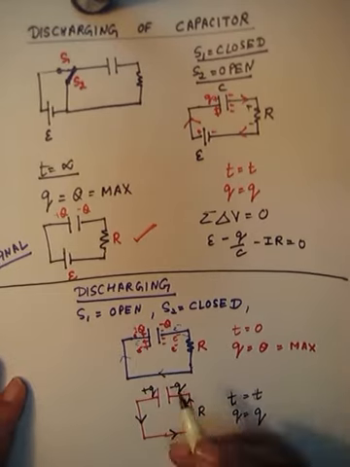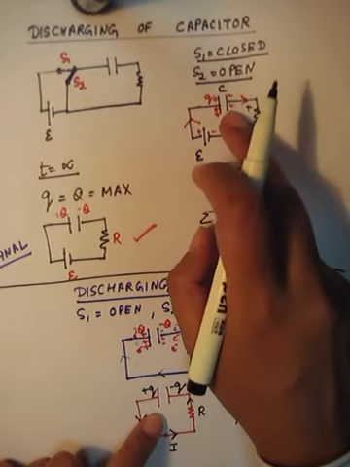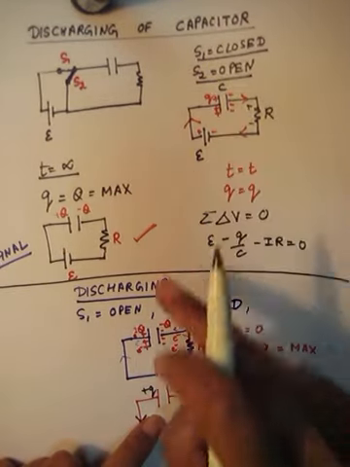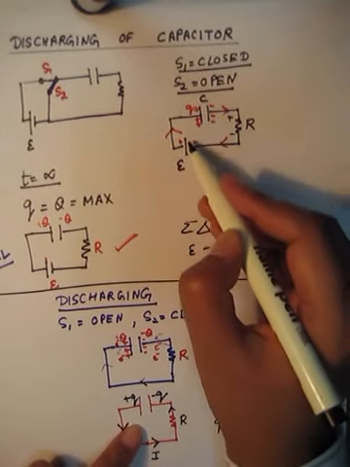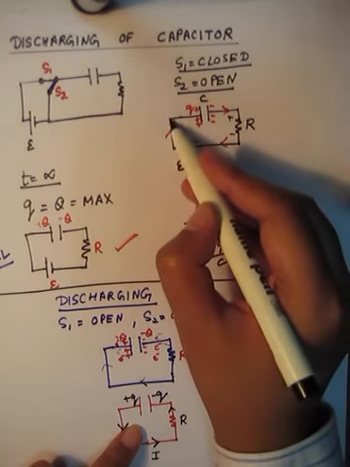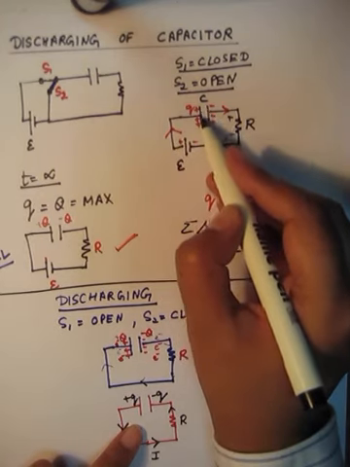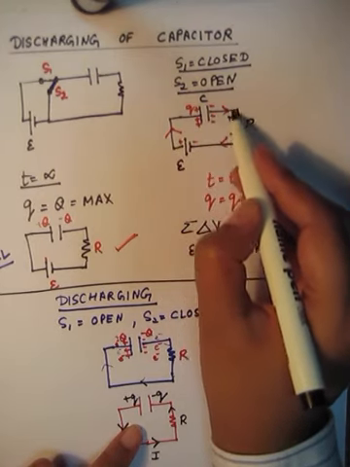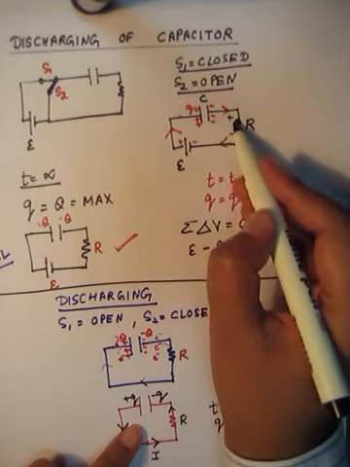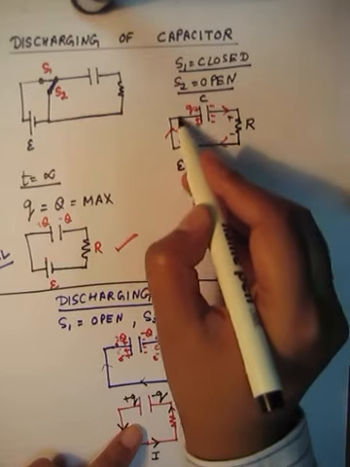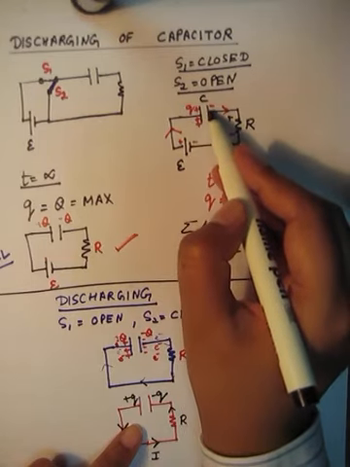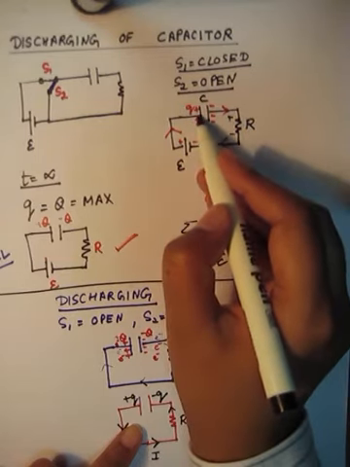Okay. Now if you compare this circuit and this circuit, let us compare these two and see how current is behaving. Now if you see in this circuit, the current is flowing from positive terminal of the battery to positive plate of the capacitor, and then from negative to positive. So here the current is flowing from negative plate of the battery to the positive plate of the negative plate of the capacitor to positive plate of the capacitor.